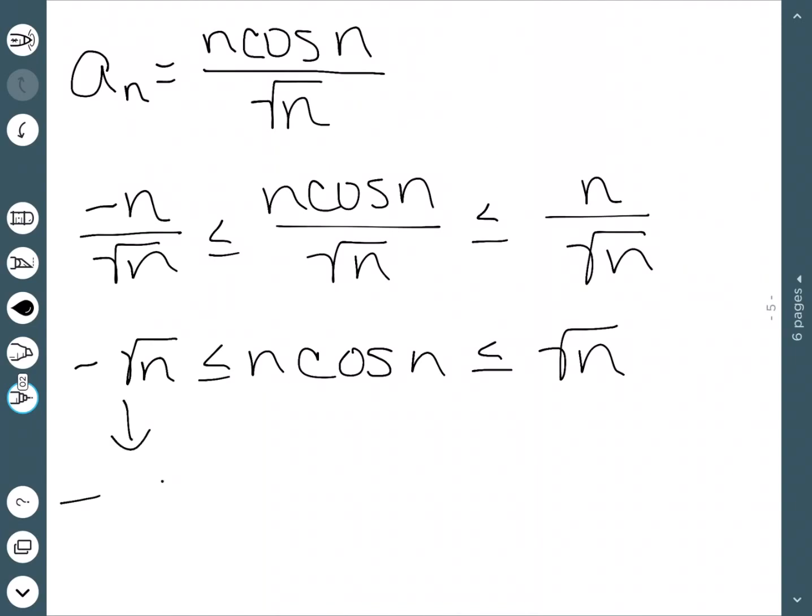As n tends towards infinity, I'm now trapping these between infinity and negative infinity. So once again, I cannot say anything about this. I'm now giving an entire huge range. So the Squeeze theorem is not perfect, and it doesn't always work.